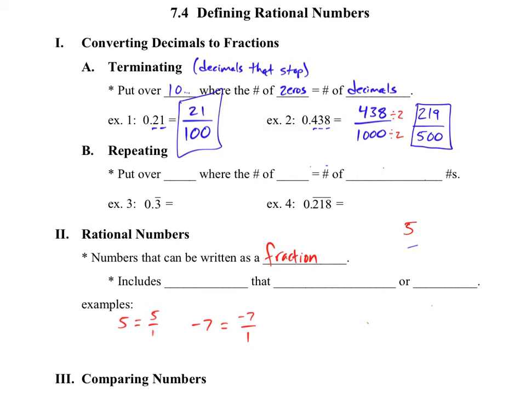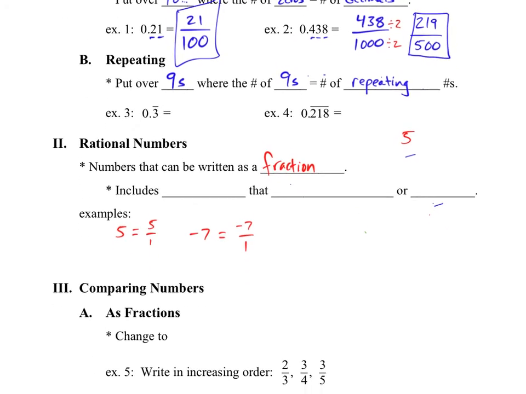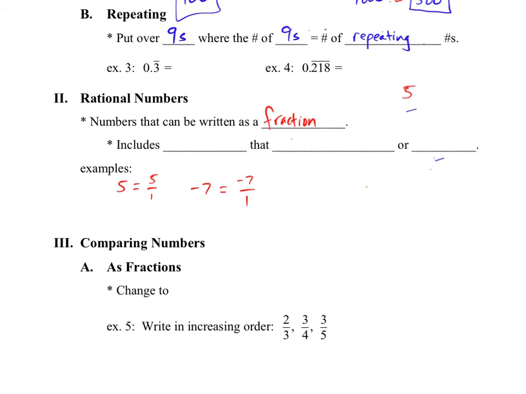Repeating. So things like this 0.3 with a line over it, that's really saying 0.3333333 dot dot dot. It just kind of keeps going on forever. So to write these as a fraction, what we do is we put over 9s, where the number of 9s equals the number of repeating numbers. So 0.3 repeating, I really only have one number that repeats. That 3 just gets repeated over and over.